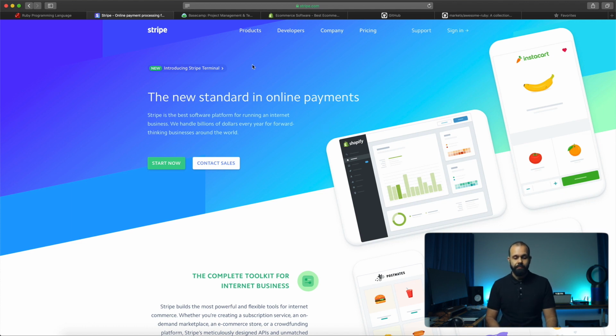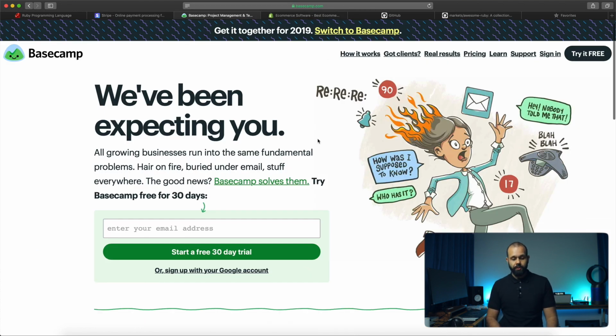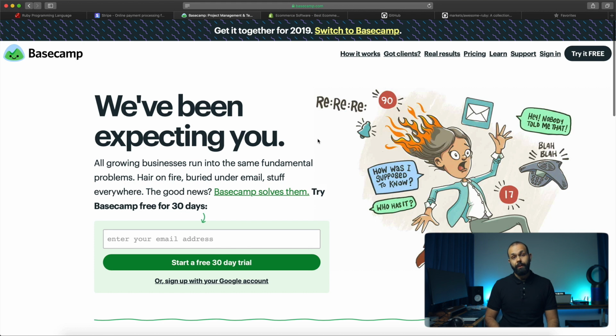So Stripe is one of them. If you're doing any kind of payment processing, you're buying stuff online, chances are you're probably using Stripe in some way or the other. Basecamp is the project management tool out there, and it's also built by DHH, who also built Rails.